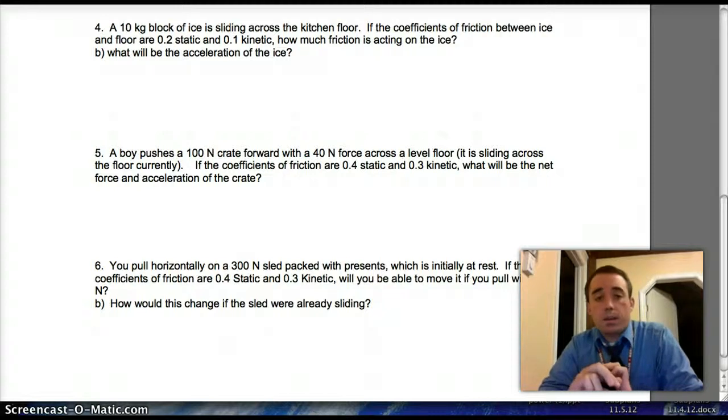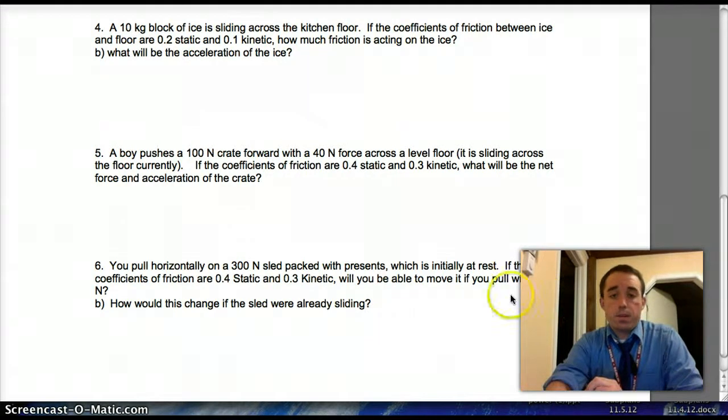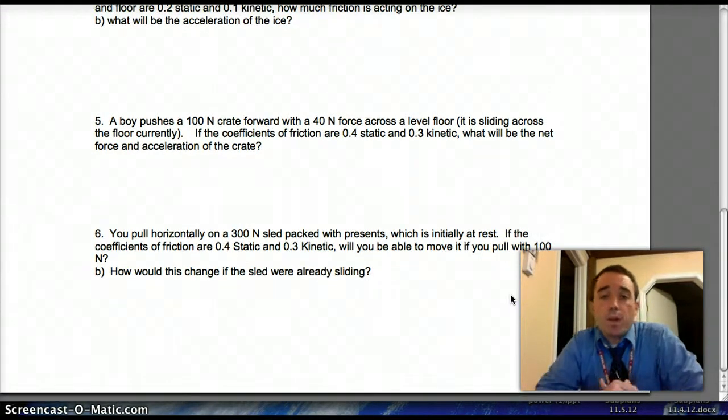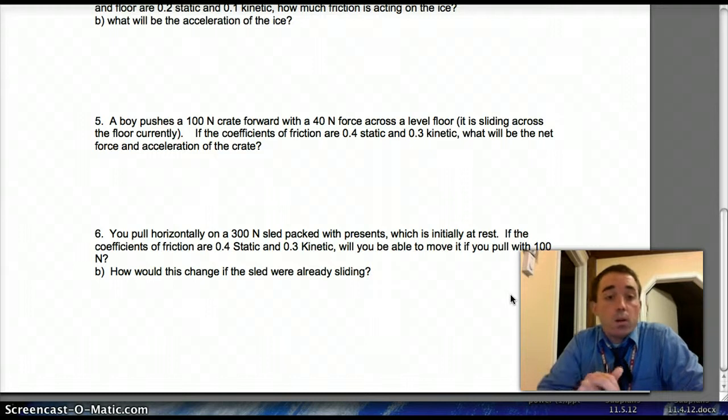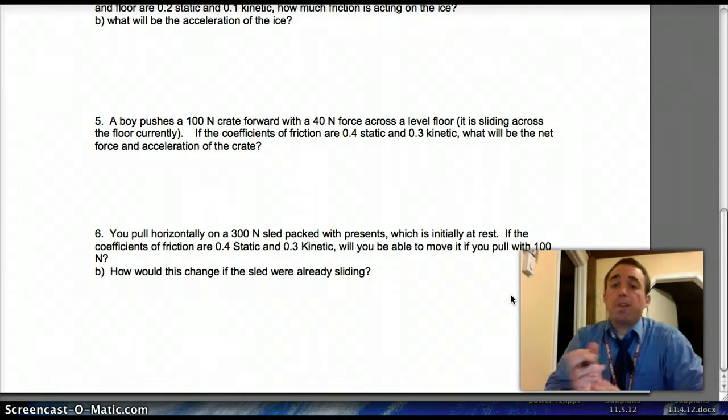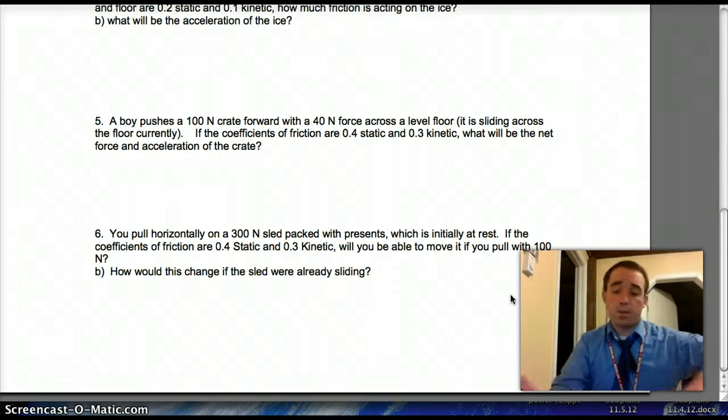Hey guys, just going to continue with looking at these last two problems on the friction worksheet. So, we have question 5. A boy pushes a 100 Newton crate forward with a 40 Newton force. The coefficients of friction are 0.4 static, 0.3 kinetic. What will be the net force and the acceleration of the crate?